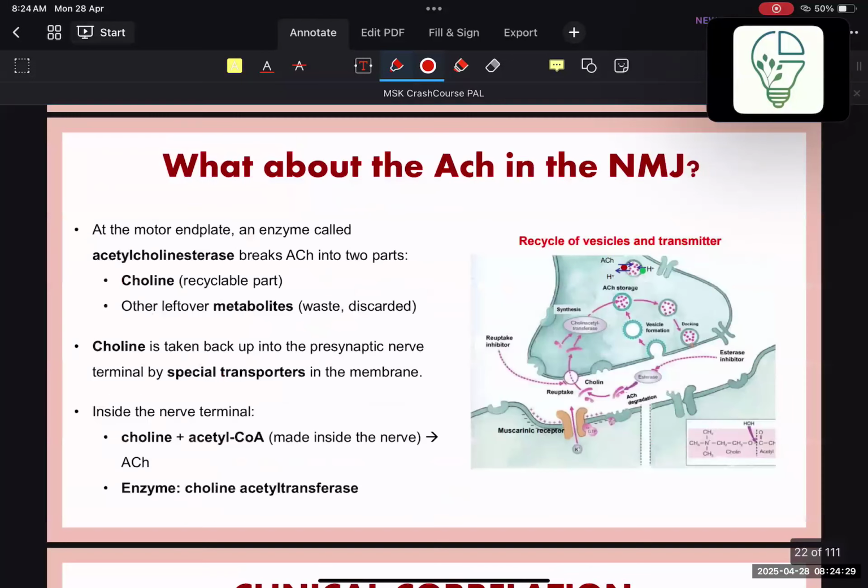Now we understand how to recycle the vesicles. What about the acetylcholine that we put inside the synaptic cleft? Okay, we know that it binds to the receptors over here. After it's done binding to the receptor, what does it do? Where does it go? You have an enzyme found in the synaptic cleft called acetylcholine esterase.